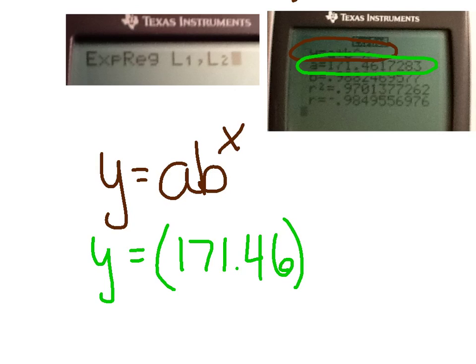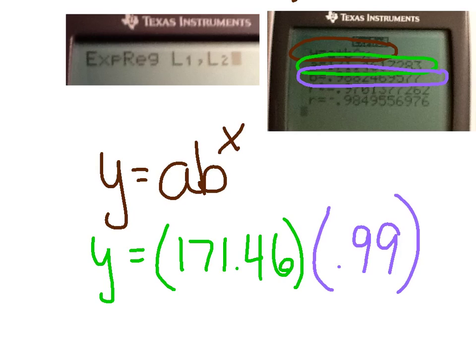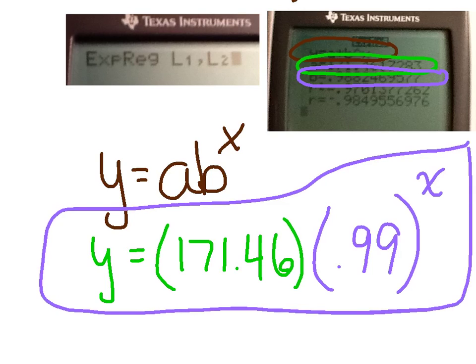Then they'll tell you what b is, and again we're going to round to the nearest hundredth. So that's 0.99 raised to the x. So the calculator is going to give you all the information you need, okay? And basically, that was part A, just to write the equation of the exponential regression. So we put the information in our calculator, choose exponential regression, and bam, we've got it.